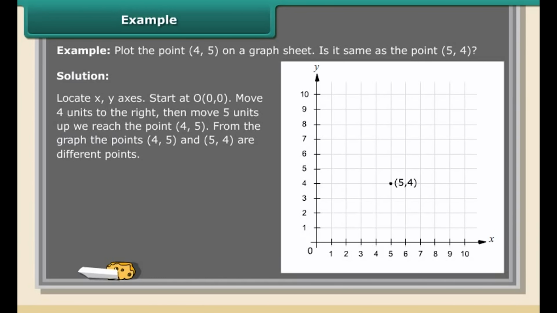Solution. Locate the x and y axes. Start at O (0, 0). Move 4 units to the right, then move 5 units up. We reach the point (4, 5). From the graph, the points (4, 5) and (5, 4) are different points.